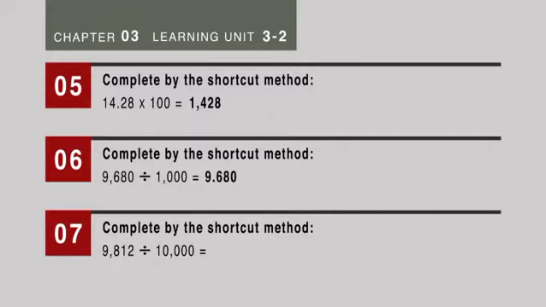In question 7, 9812 divided by 10,000. So here we have to move it over what? 4 places or 0.9812.